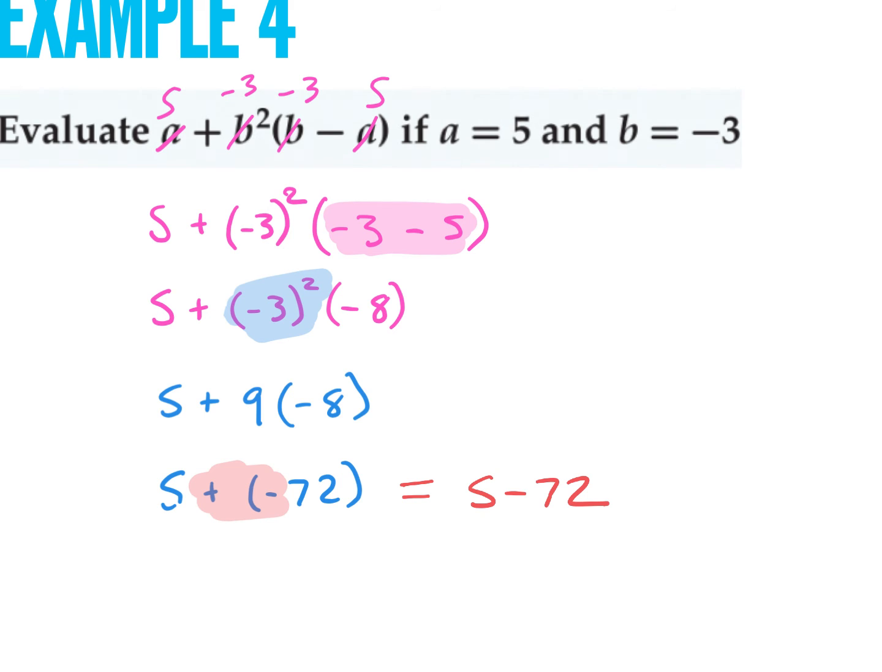So if you have plus a negative number, it's the same thing as minus. So what's 5 minus 72? Awesome. Negative 67. It's negative because the 72 is bigger than the 5, and that 72 is what has the minus.